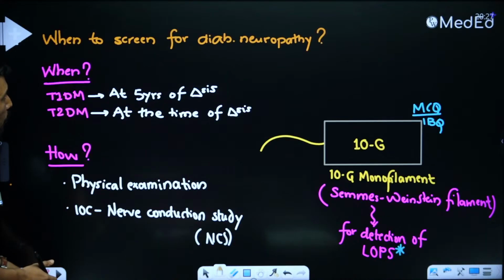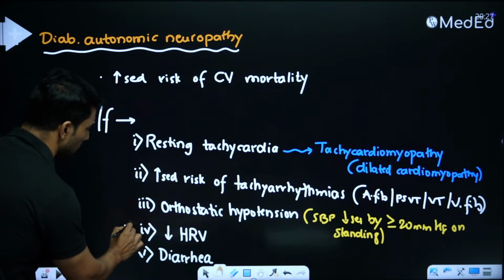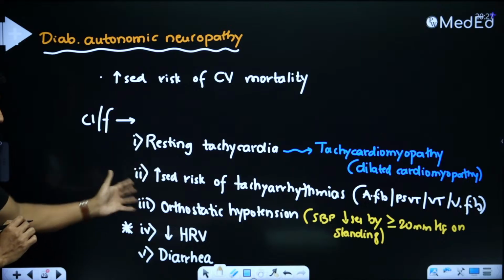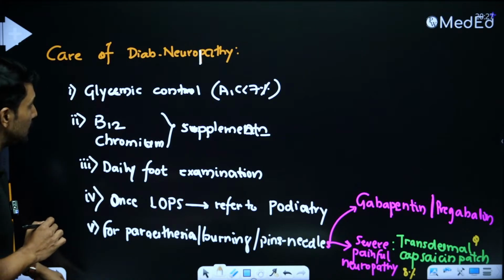with respect to autonomic neuropathy, the main thing I want you to remember is heart rate variability as a parameter, which is gaining importance in recent times. Beyond that, what are the manifestations? That's it. Okay, so that's it from me today. I'll see you in the next class.